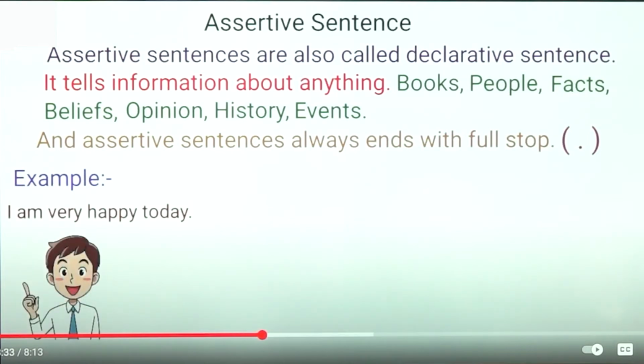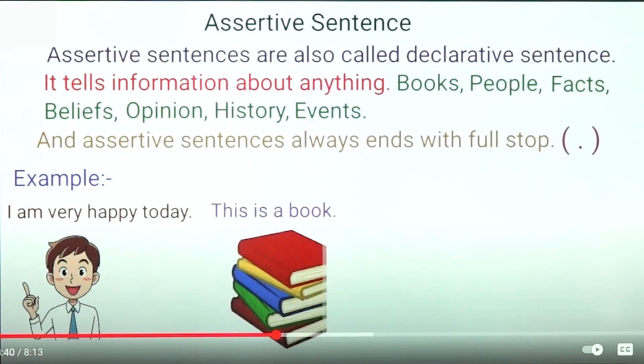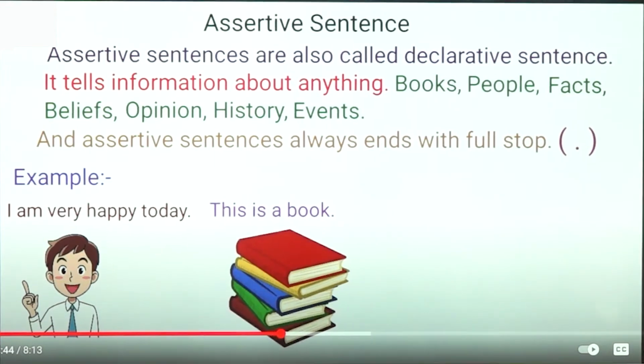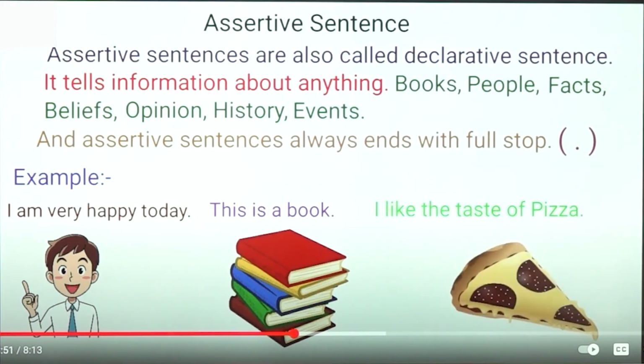You can see the examples here. I am very happy today. So it is simply a statement. Now next is, this is a book. So this is also a declarative or assertive sentence. Next we have, I like the taste of pizza. All these sentences are simply statements. They are telling about something in general. That's why they are all assertive sentences, or we can call them declarative sentences also.